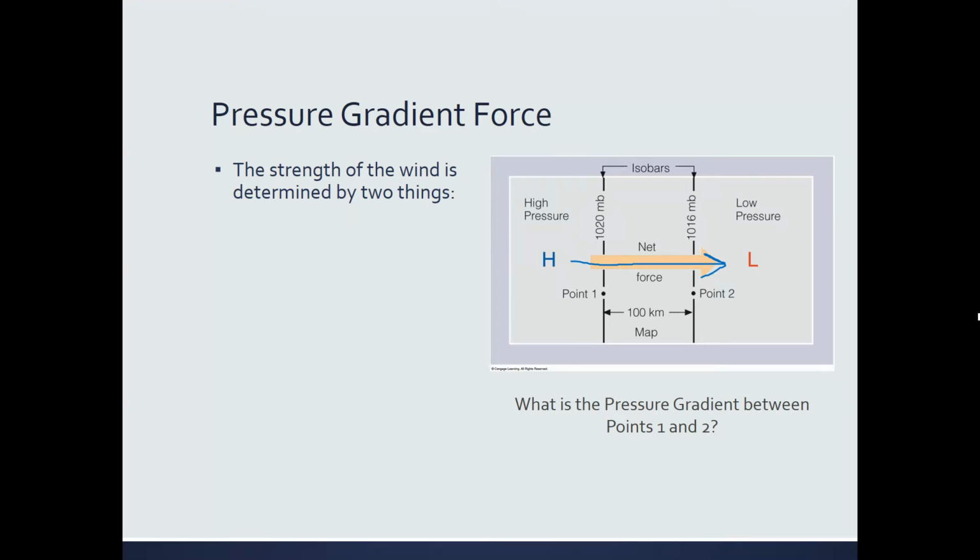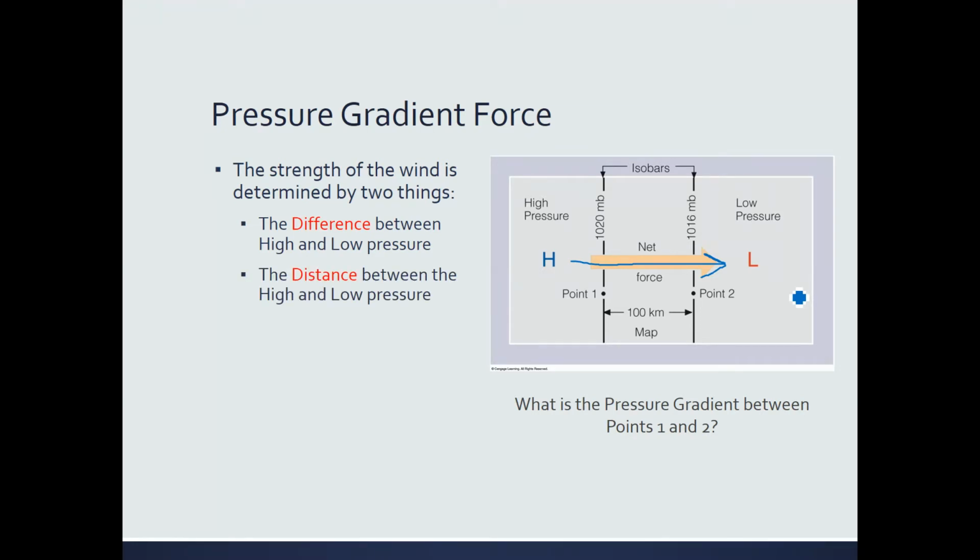Well, the first thing is the difference between the high pressure and low pressure. So how high is this high pressure versus how low is this low pressure? If the difference between the two is very small, that means a very small amount of air is going to travel between the two. That represents a relatively weak wind. On the other hand, if the difference between the two is really large, that means a lot of air is going to be traveling over. That represents a really fast wind.